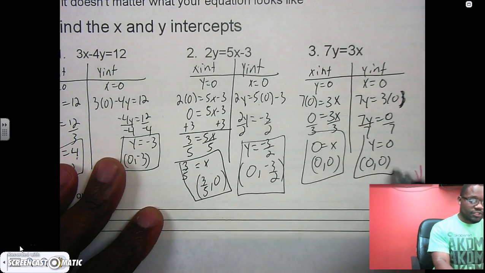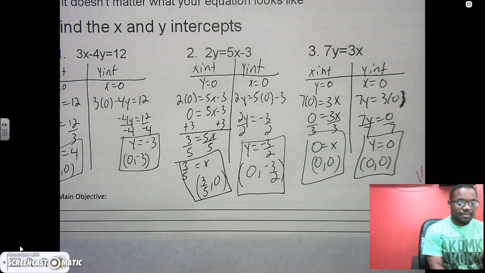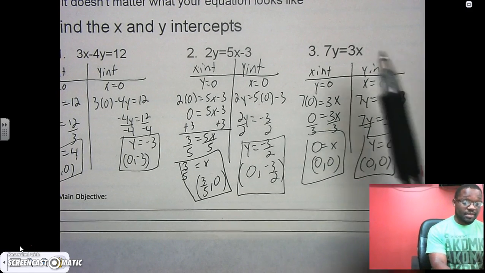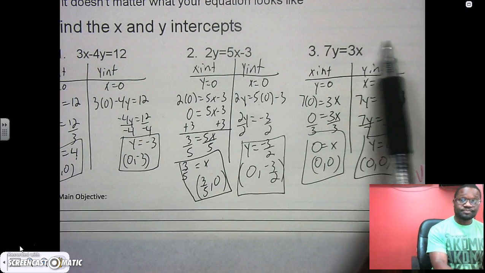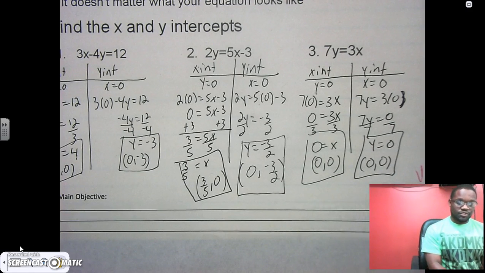So what do you notice? That the x-intercept and the y-intercept are exactly the same. That's the only time it happens, whenever you don't have a b or another number out here. If you don't have a constant, a number with no variable, you're always going to find out that the origin, or the point 0, 0, is going to be your x and y intercept.